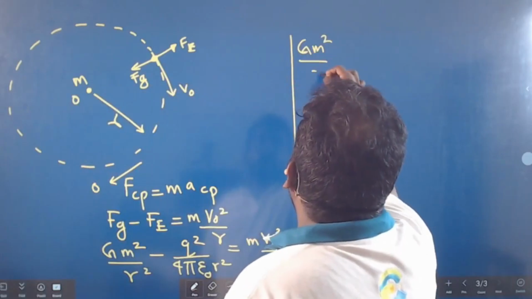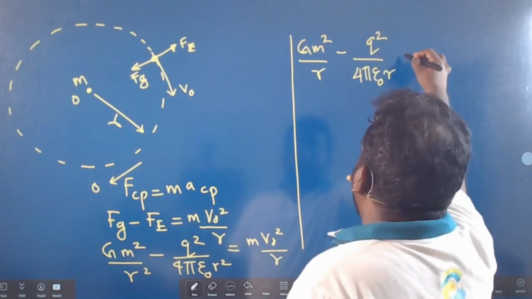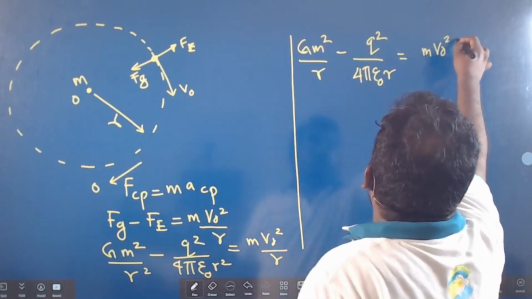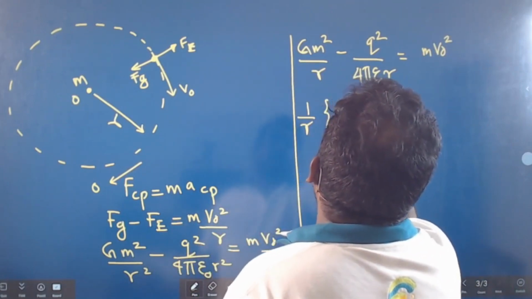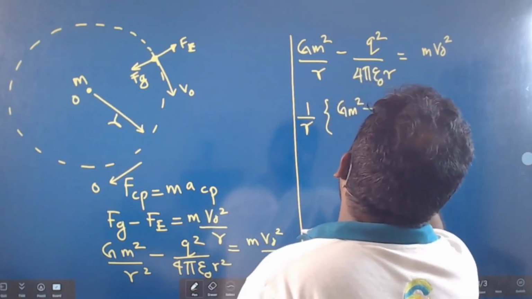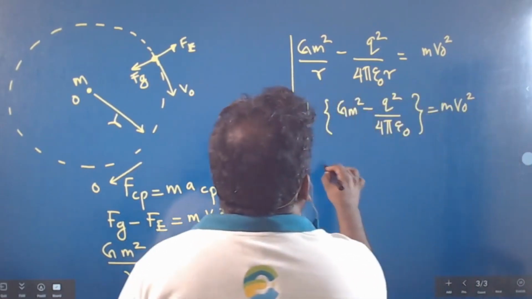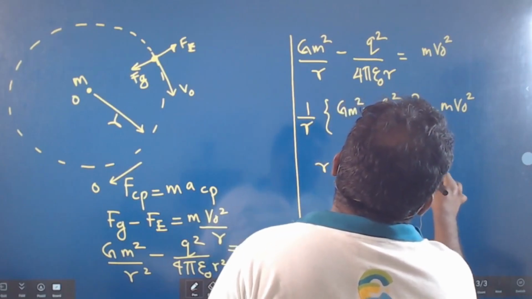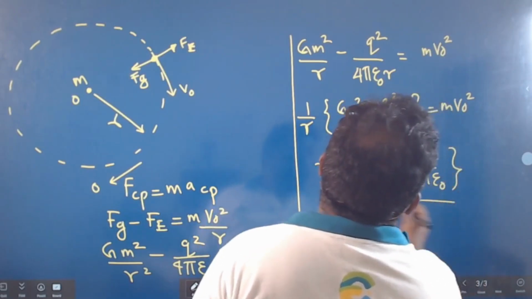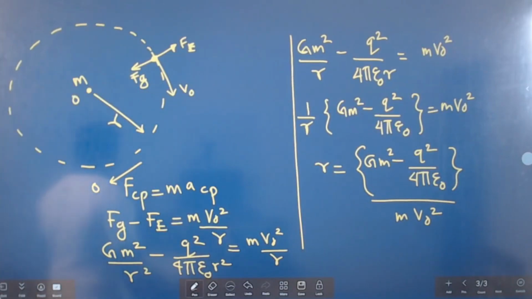Capital G m squared over simple r, minus q squared over 4 pi epsilon naught simple r, equals m v naught squared. 1 over r common: G m squared, minus q squared over 4 pi epsilon naught, equals m v naught squared. Make simple r the subject: G m squared minus q squared over 4 pi epsilon naught, divided by m v naught squared. There you go, relationship found.